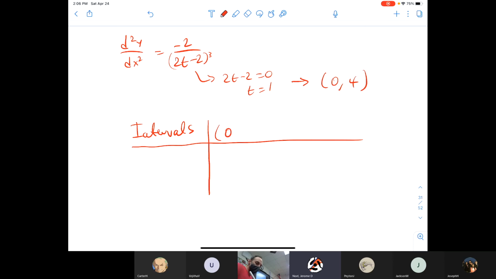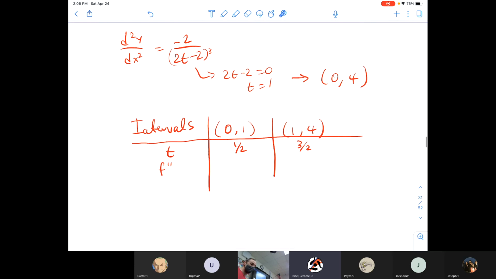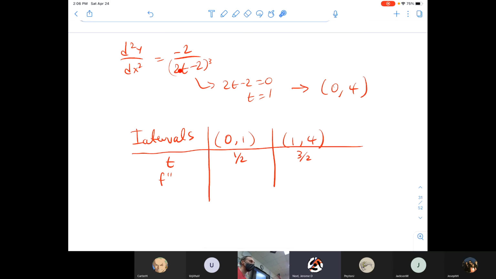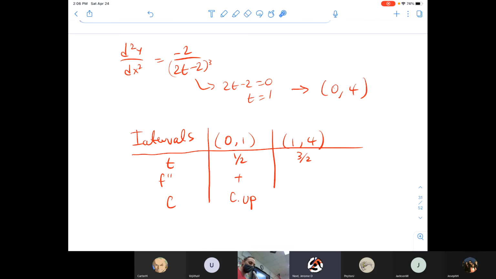All right, so we're going to have the interval from 0 to 1, and then from 1 to 4. T values are what we're going to select this time. Like 1/2. Okay, and this is going to go into our second derivative there. Notice the top is always negative, so really we just care about the bottom. If I stick in 1/2, that makes that a 1. I subtract 2, it's negative. Cube, it's still negative. Negative divided by negative is positive, and so it's concave up. If I stick in 3/2, that becomes a 3 minus a 2 is a positive 1, and then cube that thing, it's a negative divided by positive, which makes it negative, and it's concave down.